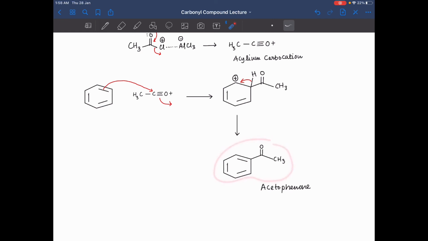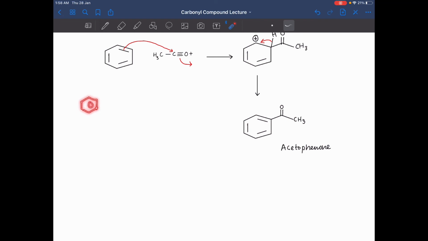In this way, we can also produce the compound known as benzophenone. This is the structure of benzophenone. In order to produce benzophenone, what do we have to do? We have to react benzene with PhCOCl in the presence of AlCl3, and that will produce this compound.